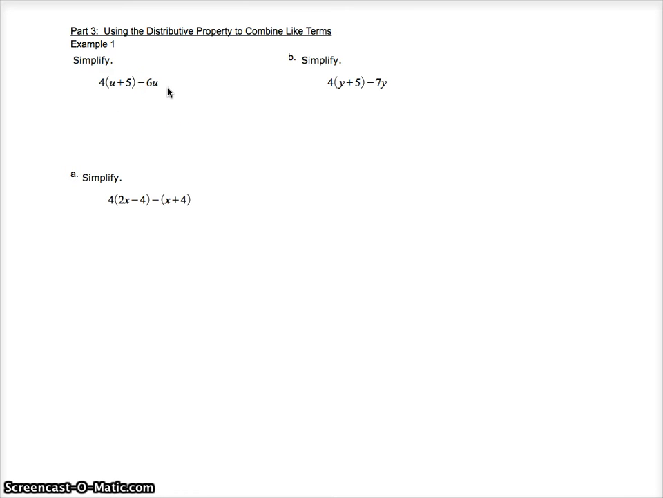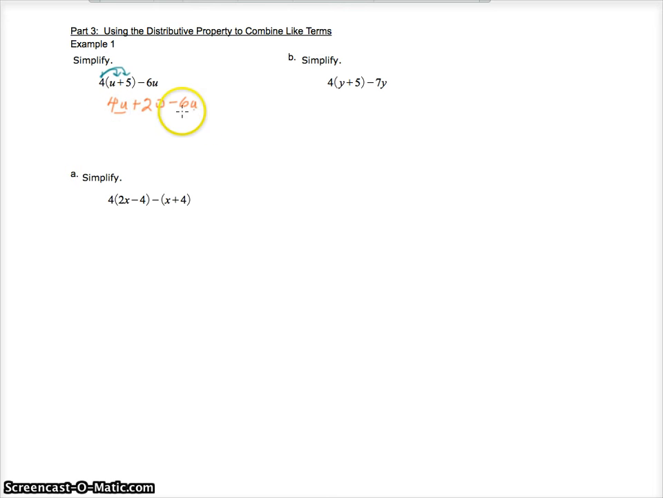Now when I have multiple terms and distribution, I've got to be very careful that I don't distribute too far. I can only distribute the 4 across my parentheses. I cannot send it to the 6u. So I stop here when the parentheses stop. So 4 times u is 4u, 4 times 5 is 20, minus 6u.